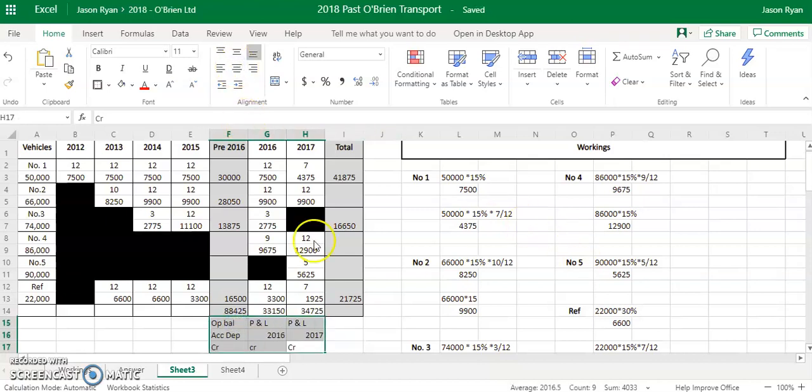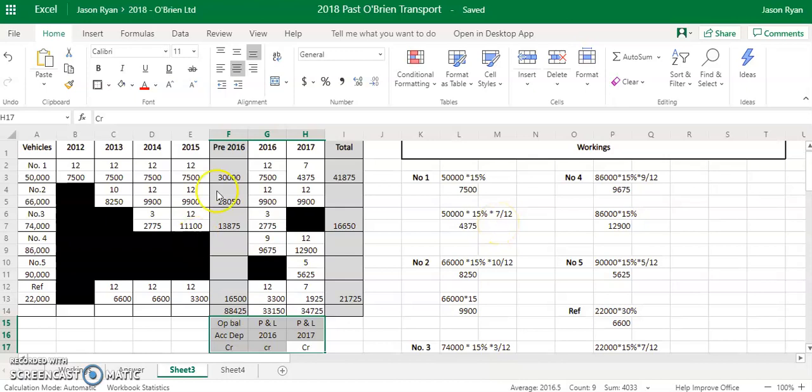Okay, so make sure that you get the cost, multiply by the rate, multiply by how long you had it for. If it's for a full year, you're just going to multiply it by a percent, because that's the annual percentage rate or the annual rate of depreciation. So it's going to be 12 months anyway. So you don't have to multiply by a fraction like you do with the other ones with 9/12 or 10/12 or 7/12, how long you had it for.